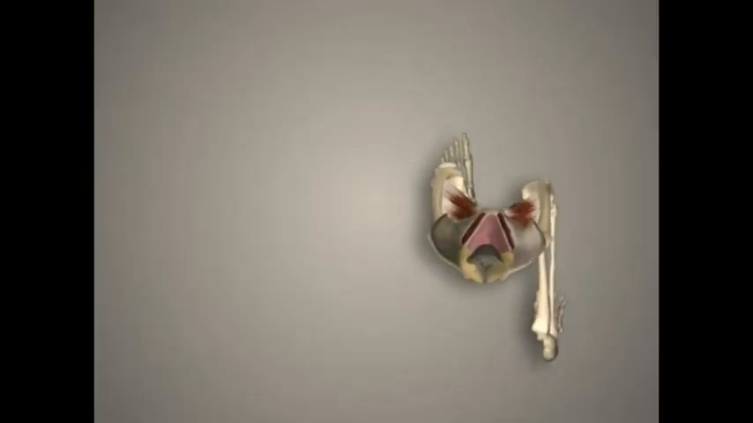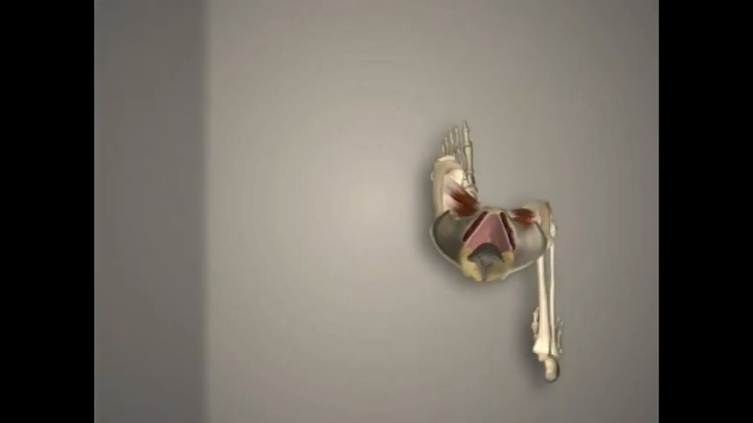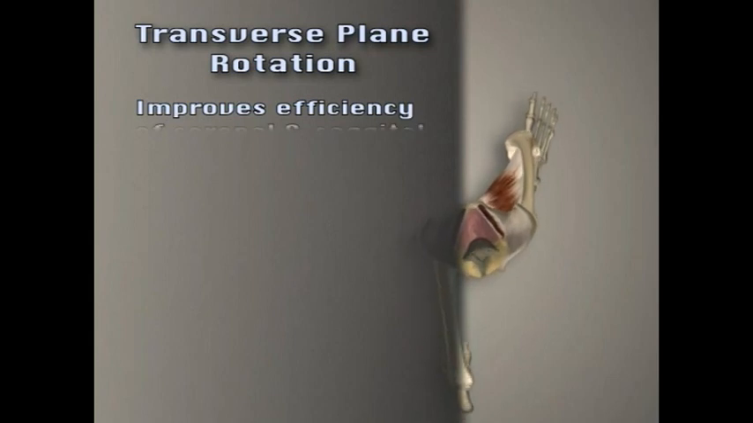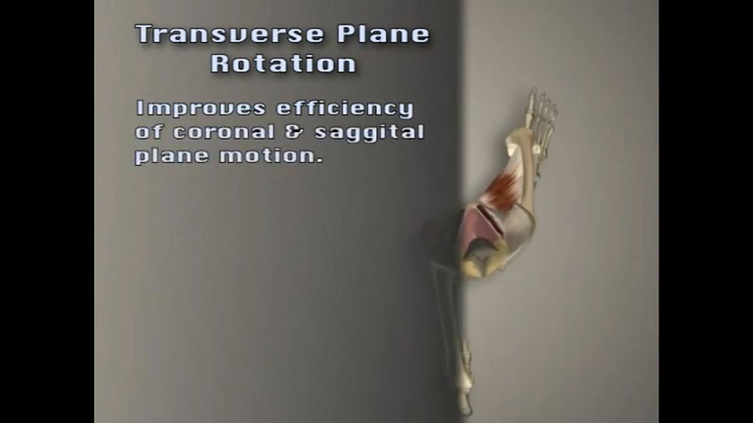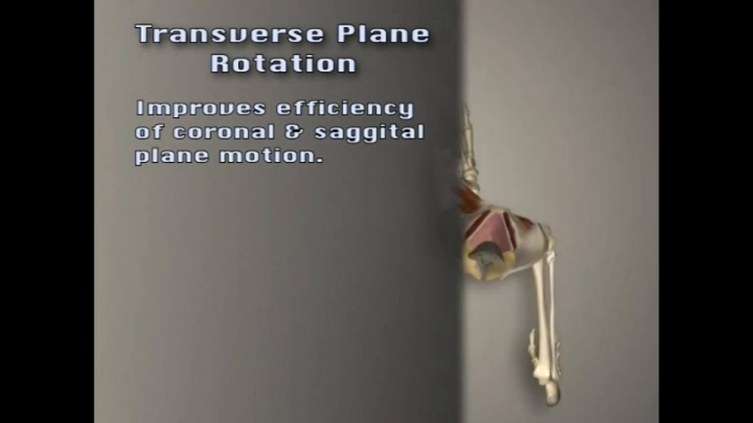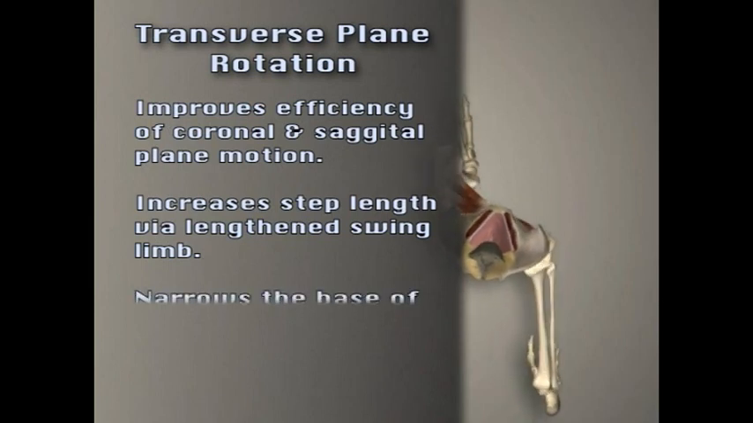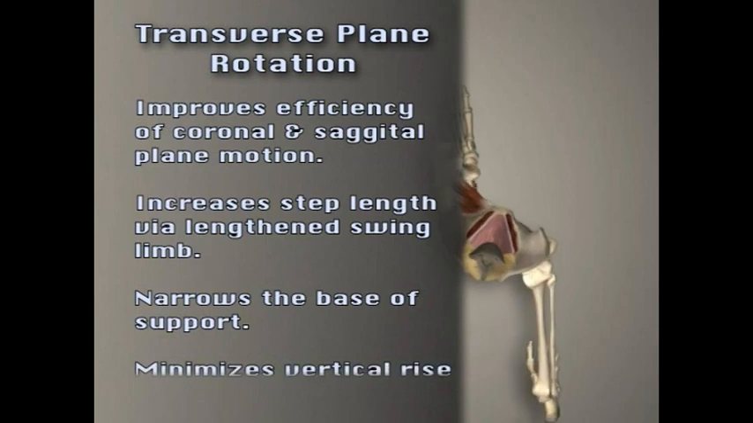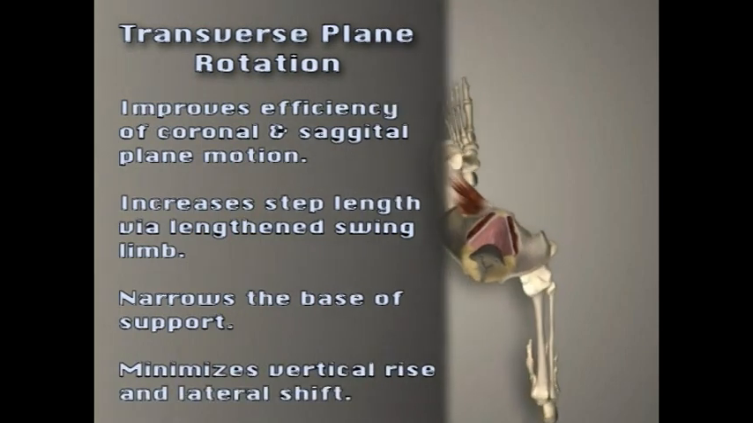The pelvic rotator cuff is the primary muscle system controlling the opposing mid-range rotations between the pelvis and femur during walking. This rotation in the transverse plane improves the efficiency and effectiveness of movements in the coronal and sagittal planes during ambulation. The increased efficiency is also due to the fact that rotation in the transverse plane lengthens the swing limb for increased step length, narrows the base of support in the distance between the hips, minimizes vertical rise during push-off, and minimizes lateral shift while facilitating load acceptance over the stance leg.